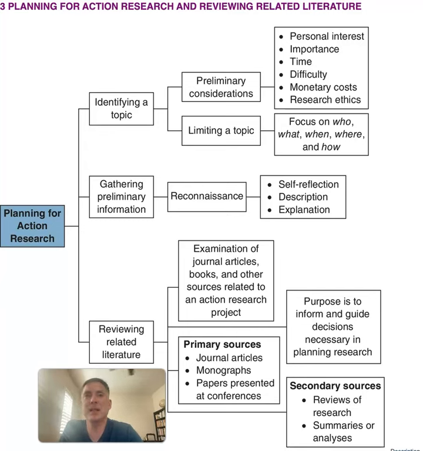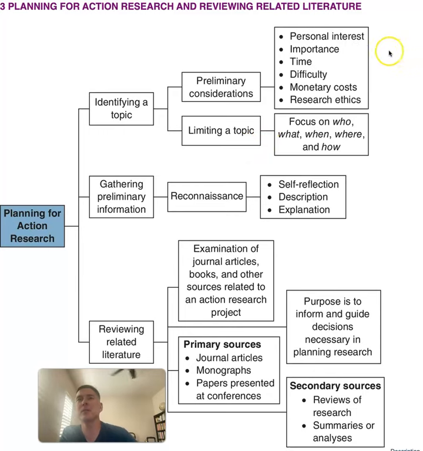The planning stage for action research, you basically have three branches here. First of all, you have to identify a topic. And that's where you can think of preliminary considerations and limiting a topic.